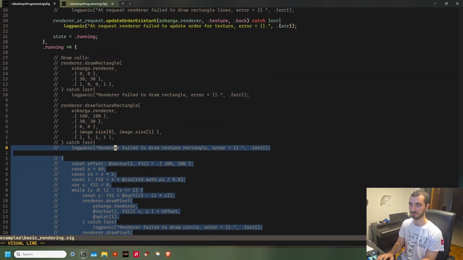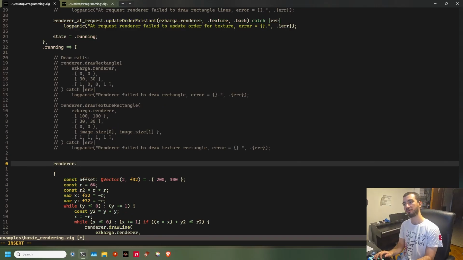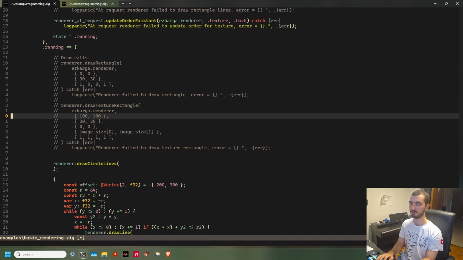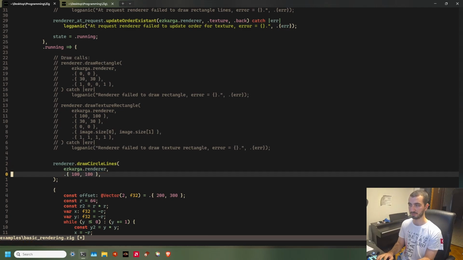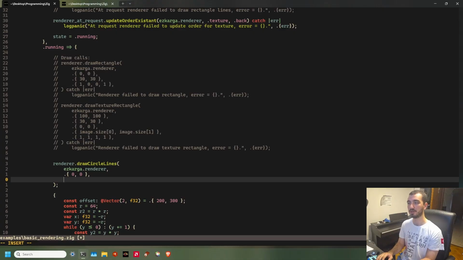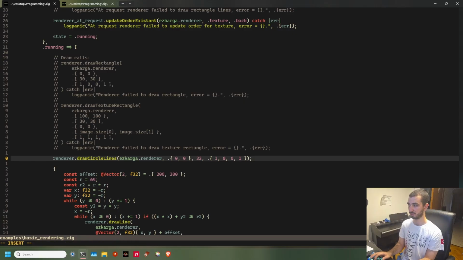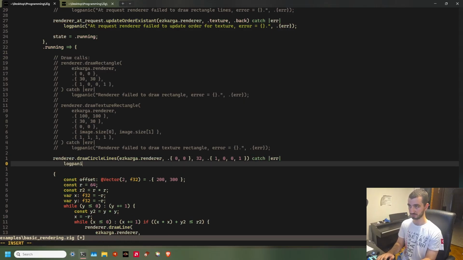So this is draw circle lines, and let's test if it works. Let's remove this thing. Let's call renderer draw circle lines. Let's copy some of this. This is the position. Let's make it 0 so you can see it's going to be top left. And let's make the radius 32. Let's make the color red, 0, 1, and there we go. And this can return an error. So renderer failed draw circle lines error.